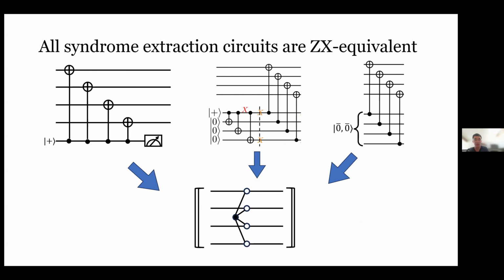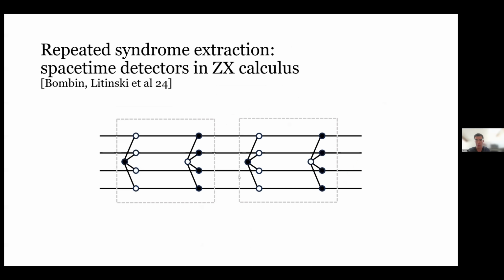On top of that, people realize that the notion of fault tolerance is actually well captured in ZX calculus too, because when we do the syndrome extraction circuit repeatedly, what happens is the following, right? The first spider here is a measurement of the product of four X's. The second spider here is a measurement of four Z's, and so on. But when you repeat the circuit, it creates the so-called spacetime detectors.